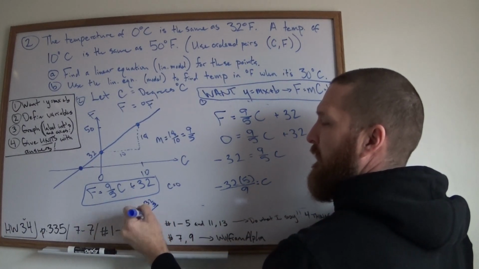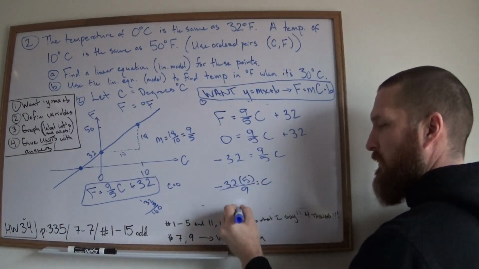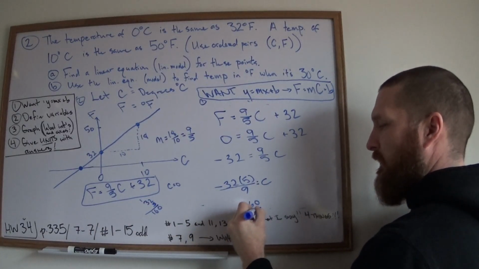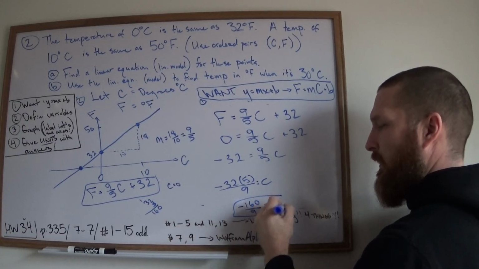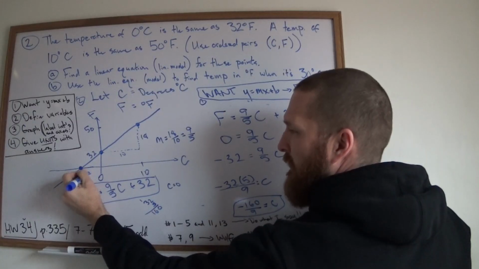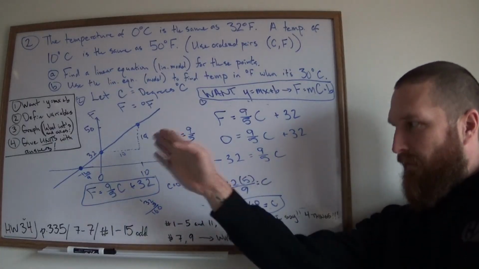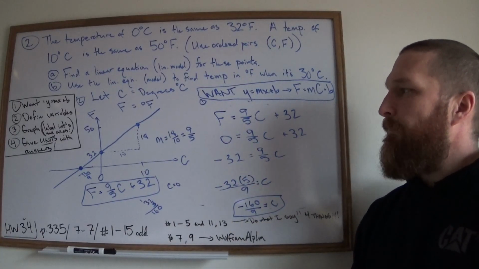32 times 5 is 10. Carry the 1 and 15, and how about 60? Yep. So negative 160 over 9 equals c. There you go. So that is negative 160 over 9. And maybe that reduces. I don't care if it does. Really don't care. It's labeled. We're good to go. Okay?